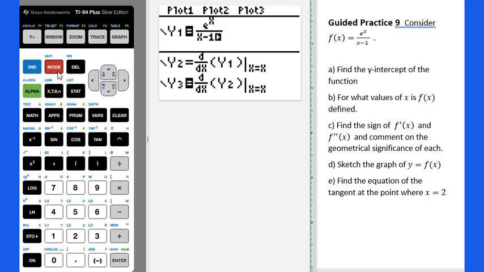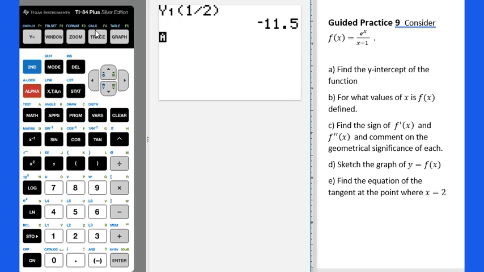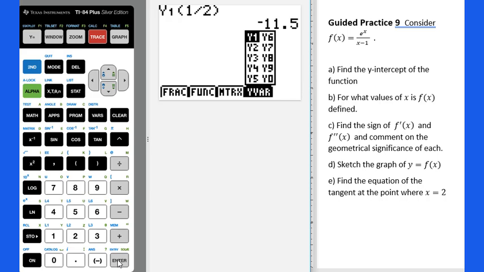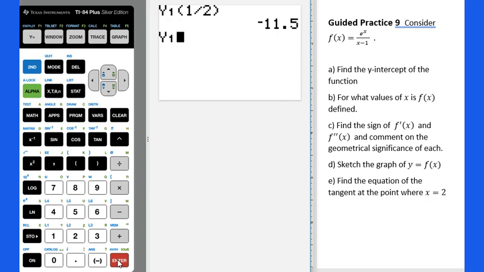Then I will quit. Go to alpha trace. I will put 0 here. So (0, -1) will be the y-intercept. This is a rational function, so x cannot be 1. In other words, x equals 1 will be the vertical asymptote line.